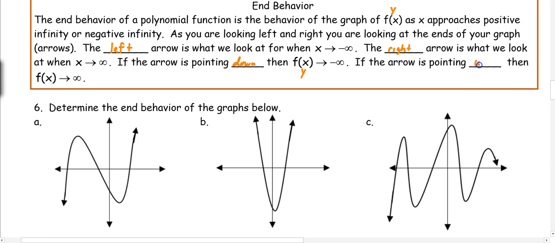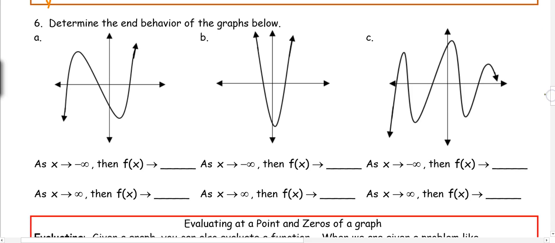If the arrow is pointing up, then f of x, or our y values, are approaching infinity, which means that as the graph continues, our y values are getting larger and larger. So let's identify what's happening with our end behaviors. So as x approaches negative infinity, so I look at the left arrow, it is pointing down, which means that our y values are getting more and more negative. So we are approaching negative infinity.